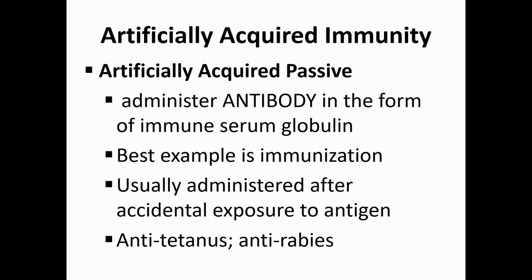When you contrast it to passive, you are now instead given antibodies in the form of immune serum globulins. The best example is immunization, usually administered after accidental exposure to antigens, like your anti-tetanus and anti-rabies. So artificially acquired passive is when you are administered antibodies instead of the antigen. Most of the time it is used because if you administer the antigen, it will be too late to fight what the infection caused you to seek antibodies.